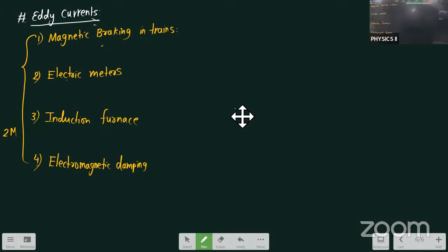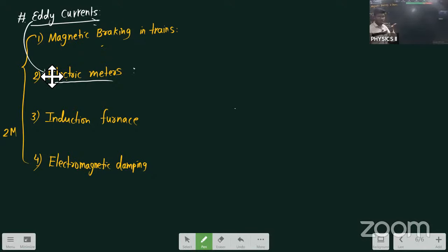Okay. So I hope you understood how these eddy currents are utilized in magnetic braking in trains. What is the next thing? Electric meters. I don't know whether you have seen them or not. In olden days, we had electric meters in which there was a shiny disc rotating. Nowadays, we have digital meters. In electric meters, which phenomenon is utilized? Eddy current is utilized for running that shiny disc.